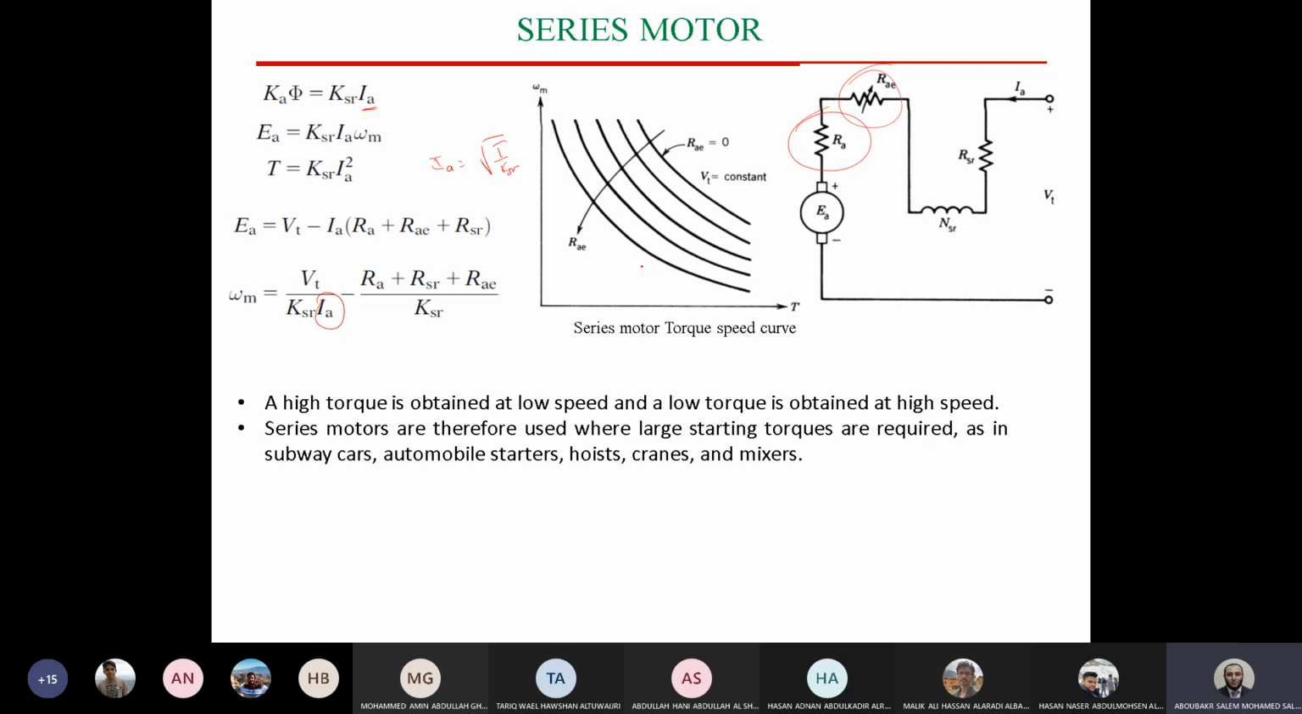You will find that the advantage of this motor is that at very low torque values, the speed will be very high, and at very low speed values, the torque will be very high. This is very important for heavy loads, guys, because heavy loads need high starting torque. The starting torque, which means torque at zero speed, will be very high in the case of series motors. For that, we prefer to use series motors for loads requiring very high starting torque.